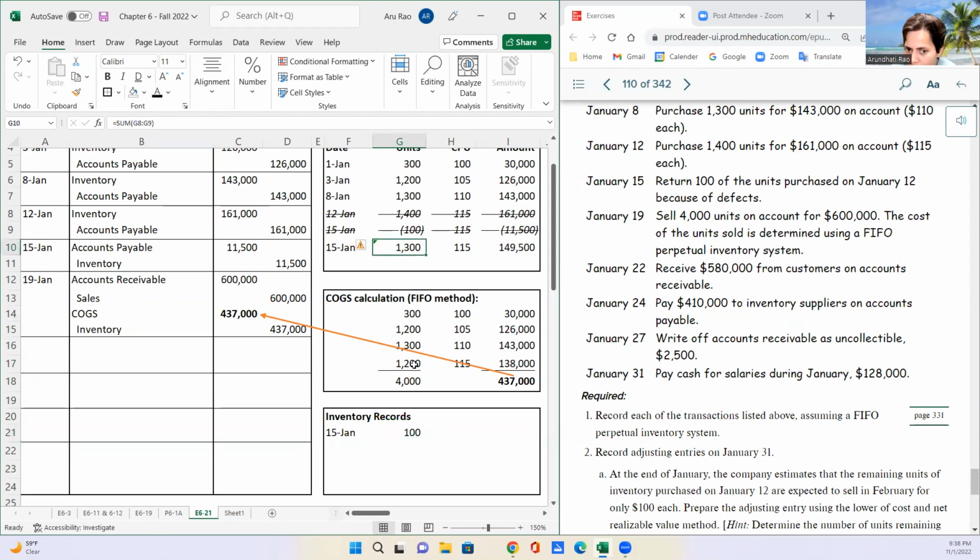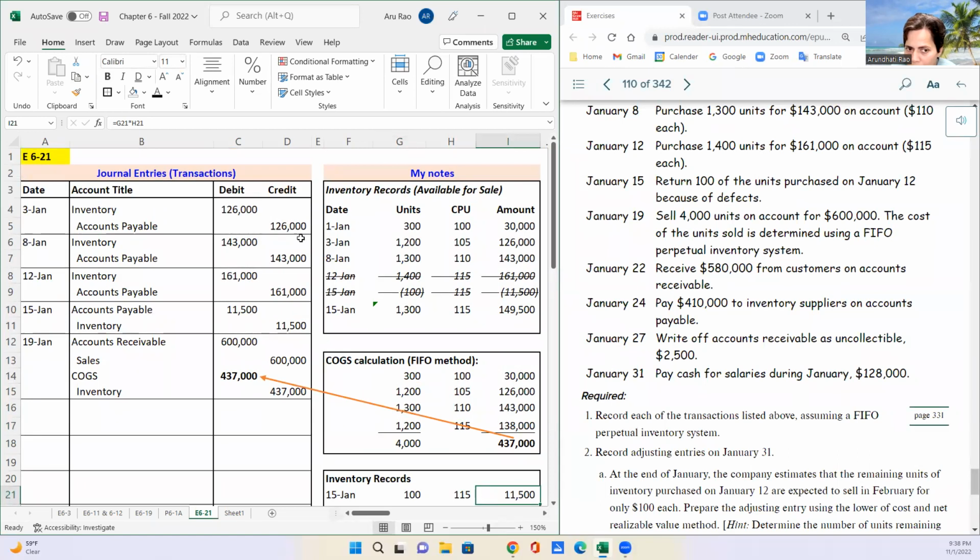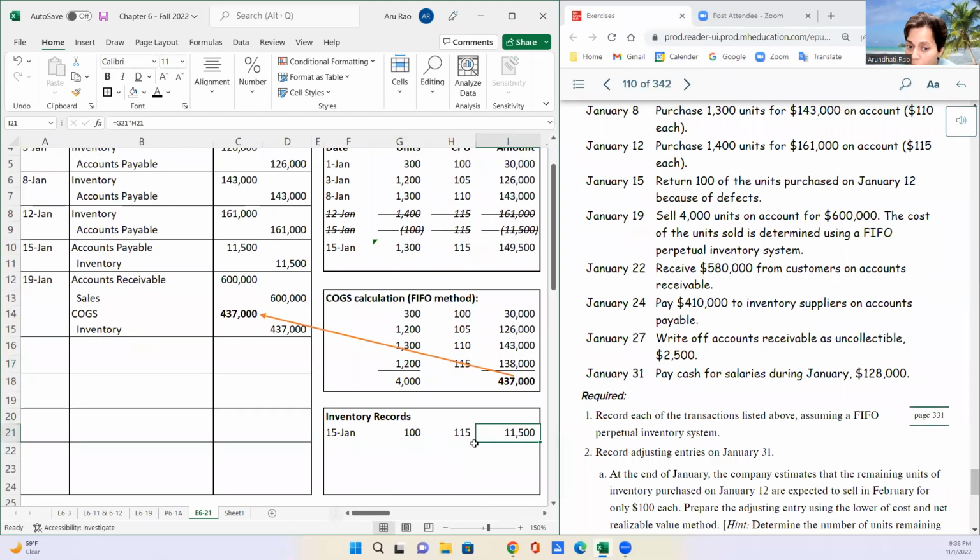Again, 1,300 minus 1,200. And that 1,300, remember, I had purchased at 115. So in my books, my inventory is at 11,500. If you make a T account, with the beginning balance and all the debits and credits for inventory, you should work out to 11,500 at this point of time. We will need this information subsequently. So at this point, I have updated my records, my personal notes. Let's continue with the transactions.